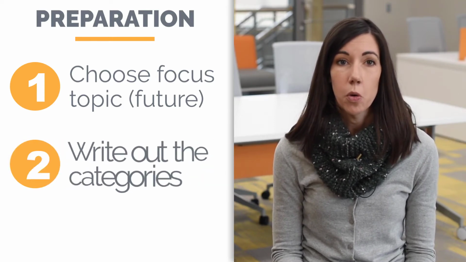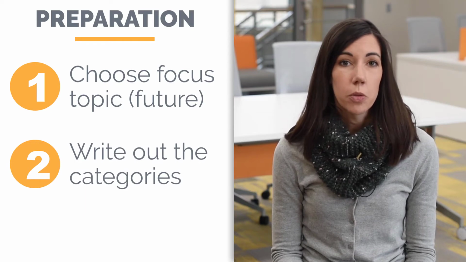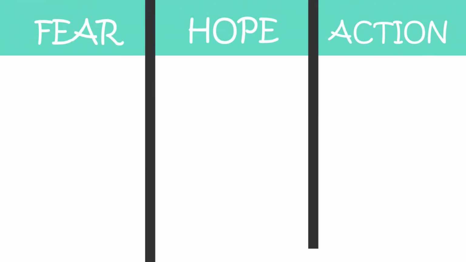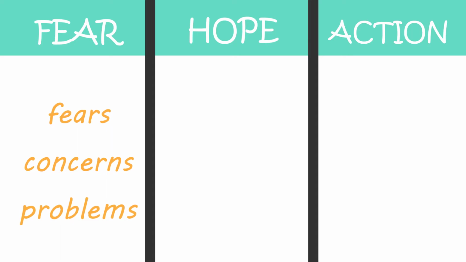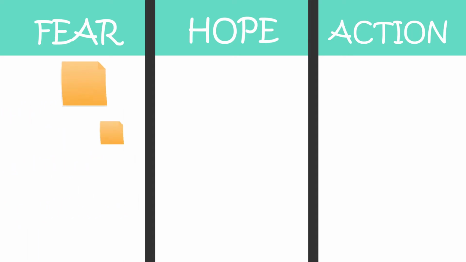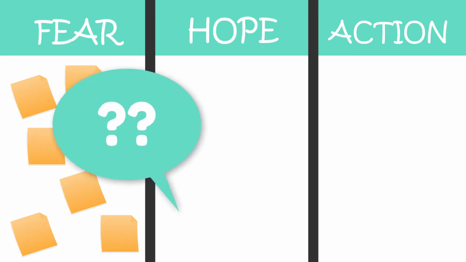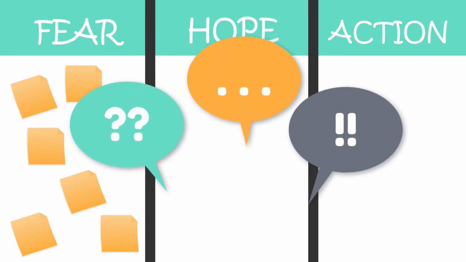On chart paper or a whiteboard, somewhere where you will have a lot of space, write 3 headings: fear, hope, and action. Give your students sticky notes and instruct them to spend about 5 minutes writing down all of their fears, concerns, or problems related to your chosen topic. Collect all the sticky notes on the board under the fear heading. Discuss students' fears, ask for clarification or elaboration as needed.